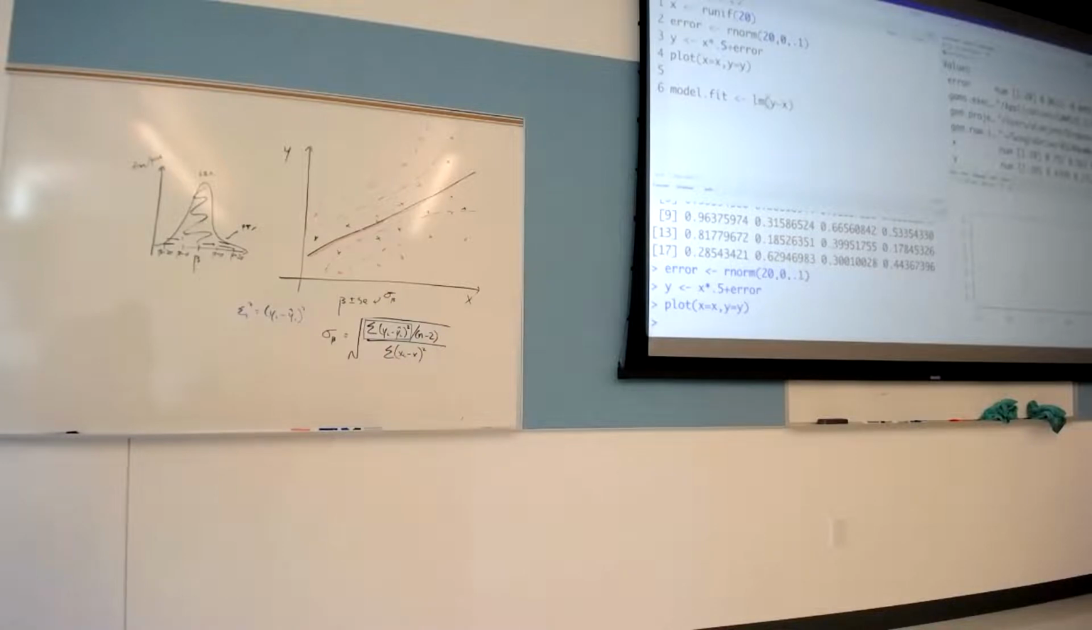Actually, I'm going to do this slightly differently. So commonly you'll actually see it like this. So we'll have model.1.